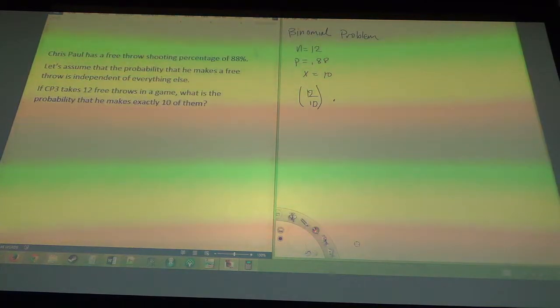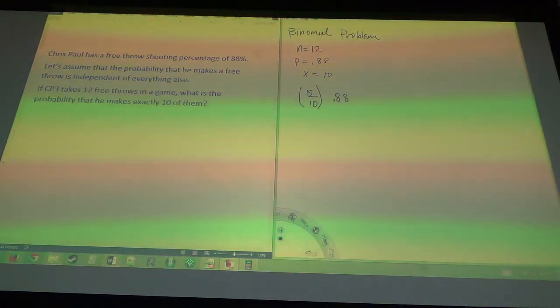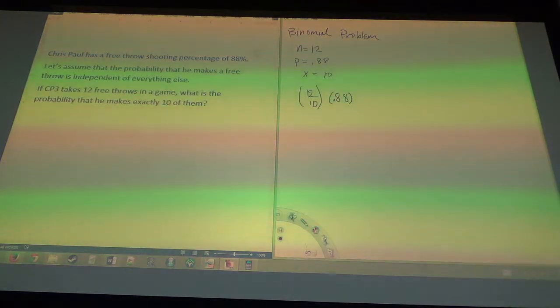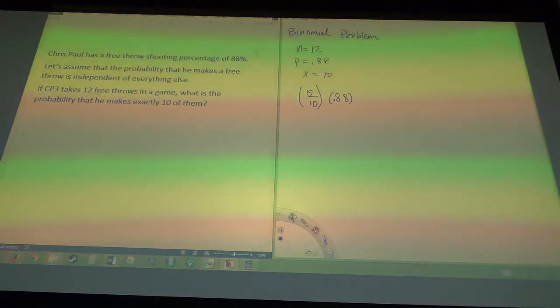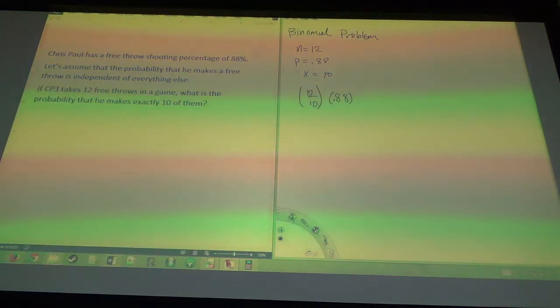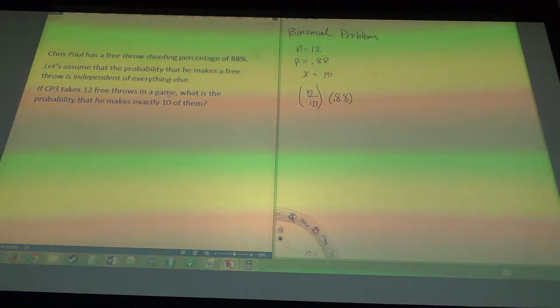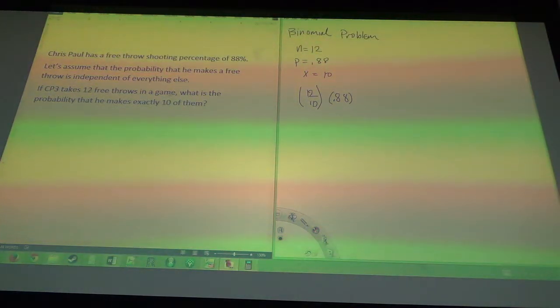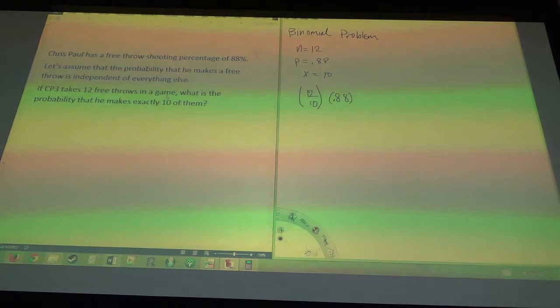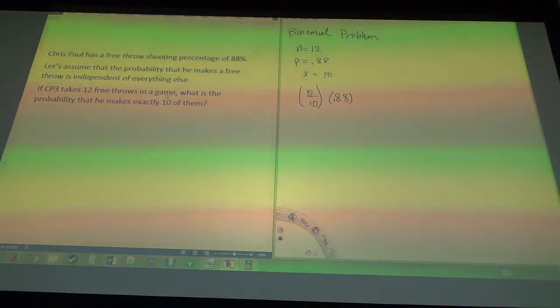Okay, so I'm starting to work through the solution here. It's a binomial problem. He's taking 12 free throws. The key here is that he's repeating something 12 times, and every time he takes a free throw, there are only two possible outcomes. He either makes the free throw or he does not.